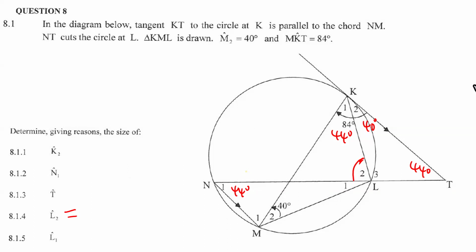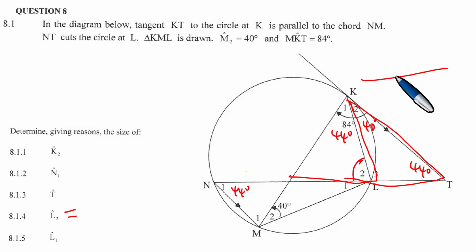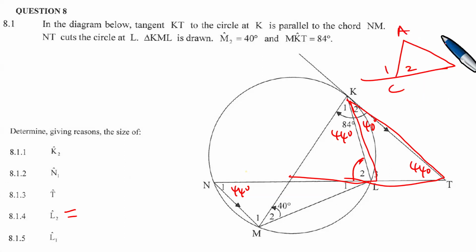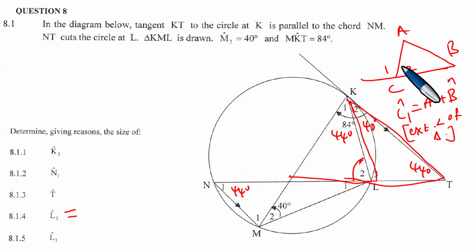Okay. This one reminds us of grade 10. In grade 10, there's a triangle like this. If they do this, and then they call this one 1, 2, and mark some angles like that, and then this is C, A, B, they say angle C1 equals angle A plus angle B. This is the exterior angle of a triangle equals the sum of the interior opposite angles. So it is the same one. We can say L2 is this one plus this one. We've already got that in there.